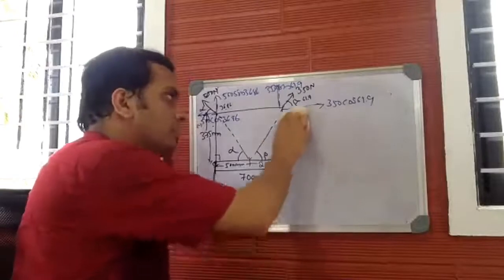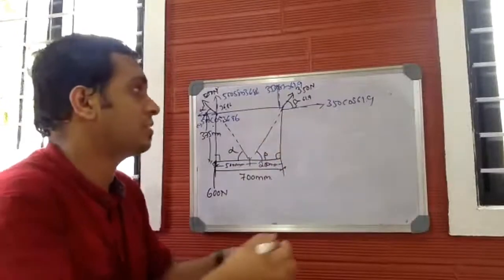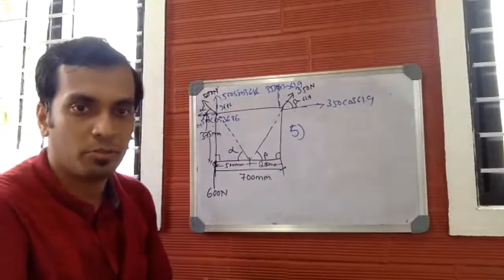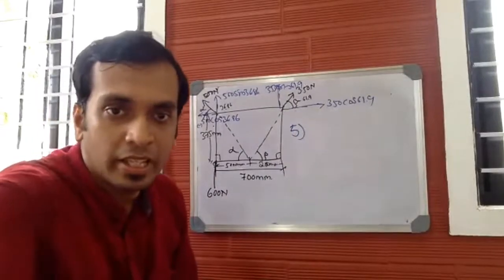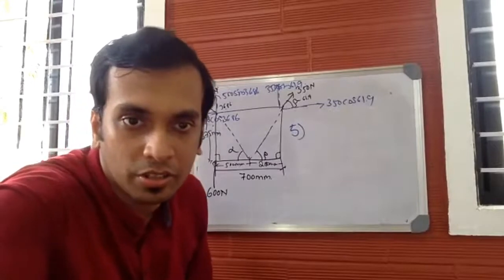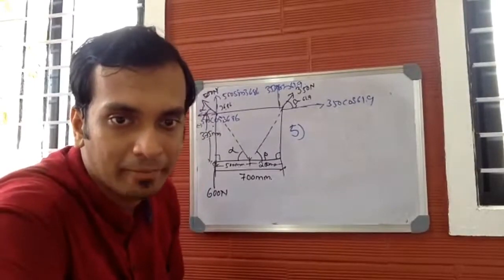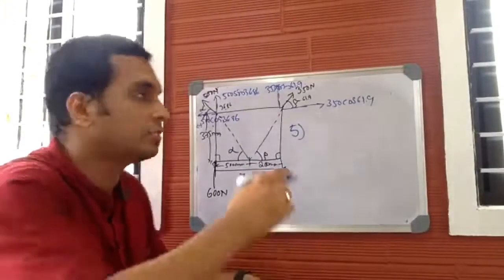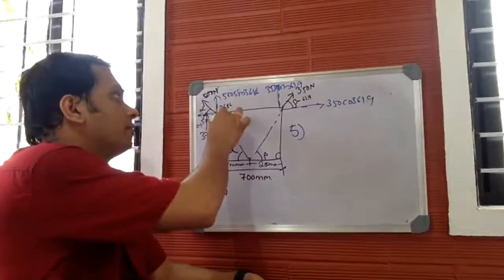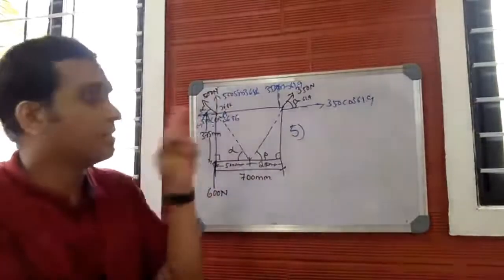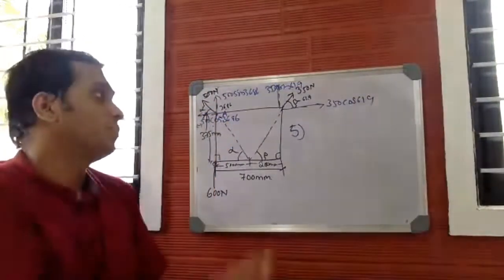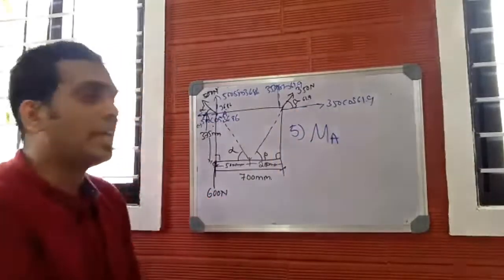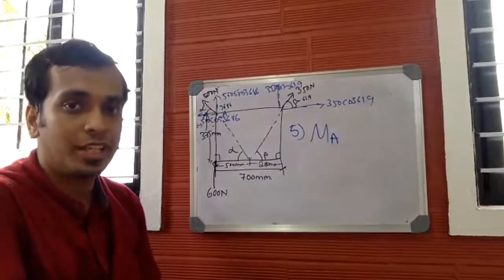Now, coming to step number 5. Step number 5 is to find the moment about the reference point. Here, according to the question, the reference point is point A. This is A. This is the reference point. So according to step number 5, we have to find the moment about the reference point, which is A.